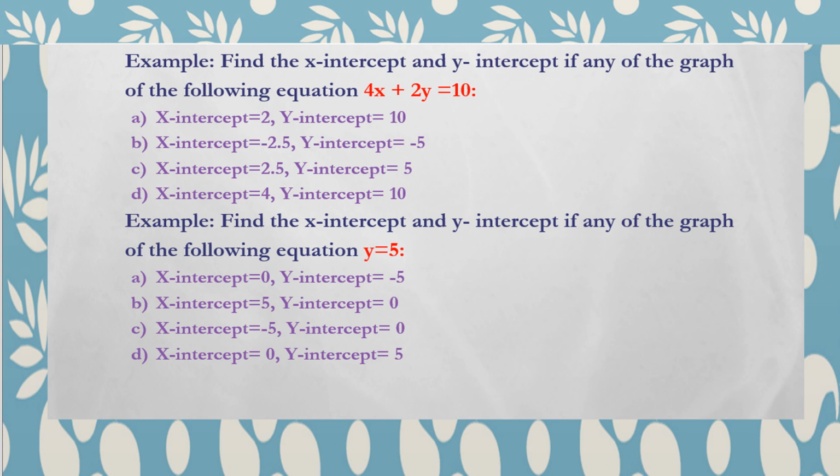Another example for the following equation: 4x plus 2y equals 10. We can simplify this equation by dividing by 2. So 4 over 2 x plus 2 over 2 y equals 10 over 2. Then the equation would be 2x plus y equals 5.